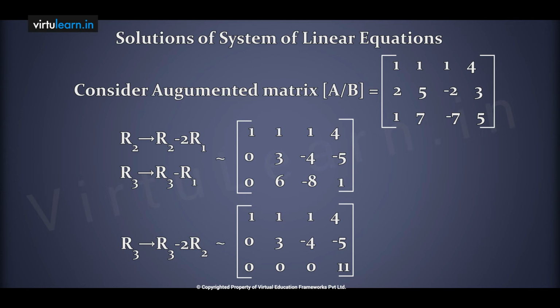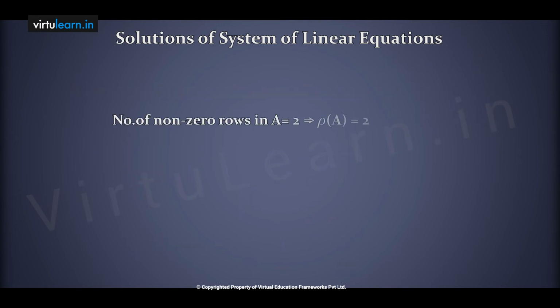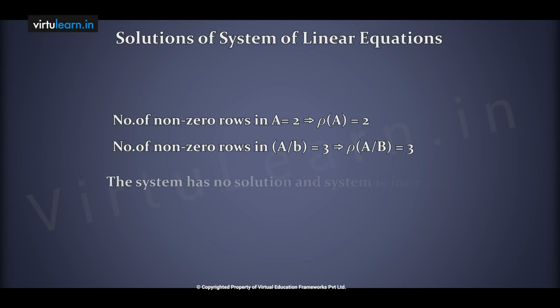Now from the first three columns, meaning matrix A, the number of non-zero rows in A equals 2. That is, rank of A equals 2. The number of non-zero rows in [A|B], meaning the first four columns, equals 3. Therefore, rank of A is not equal to rank of [A|B]. The system has no solution and it is an inconsistent system.